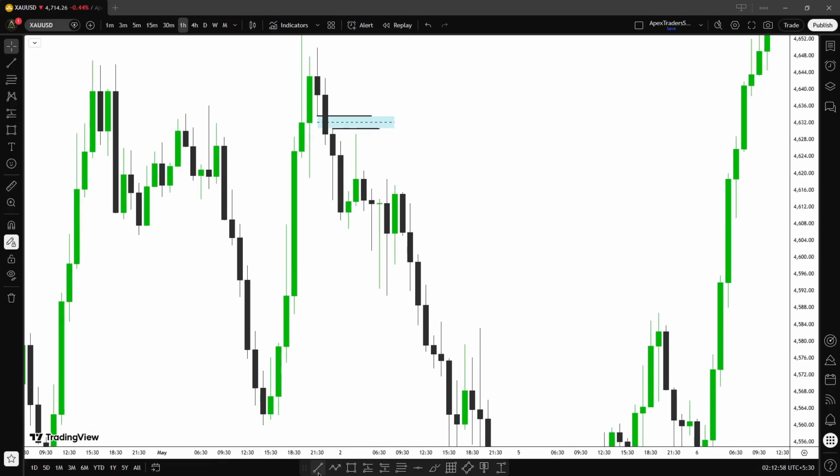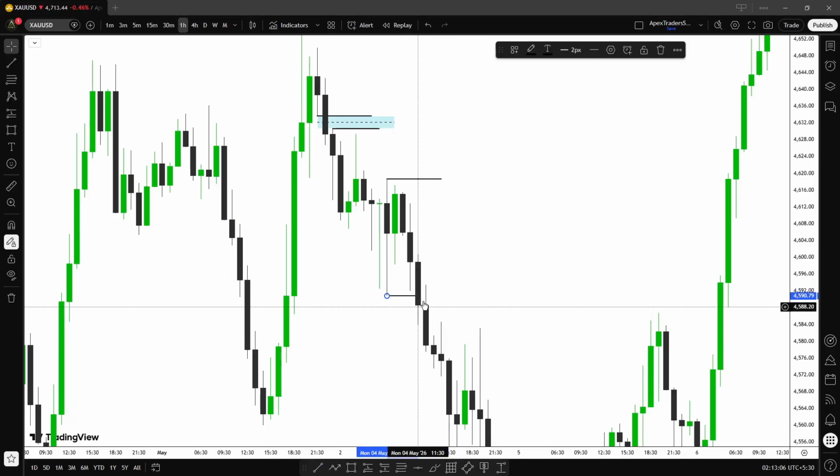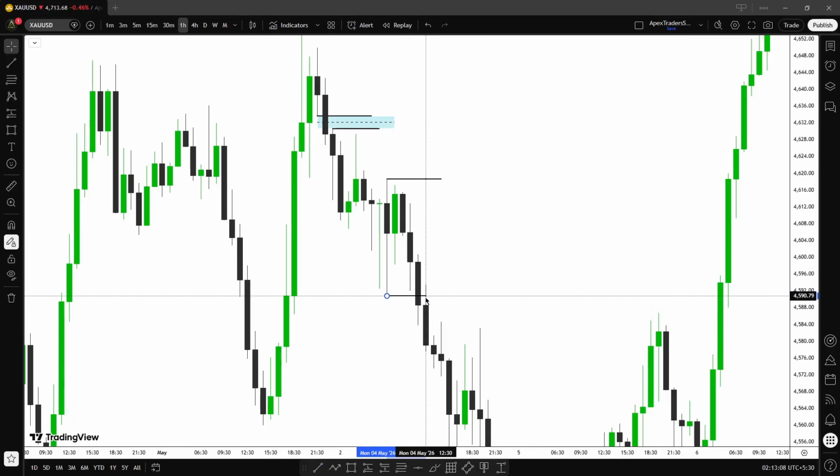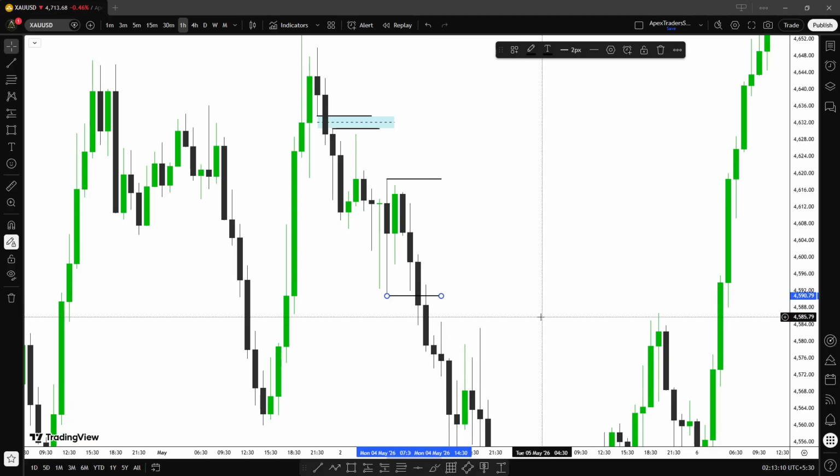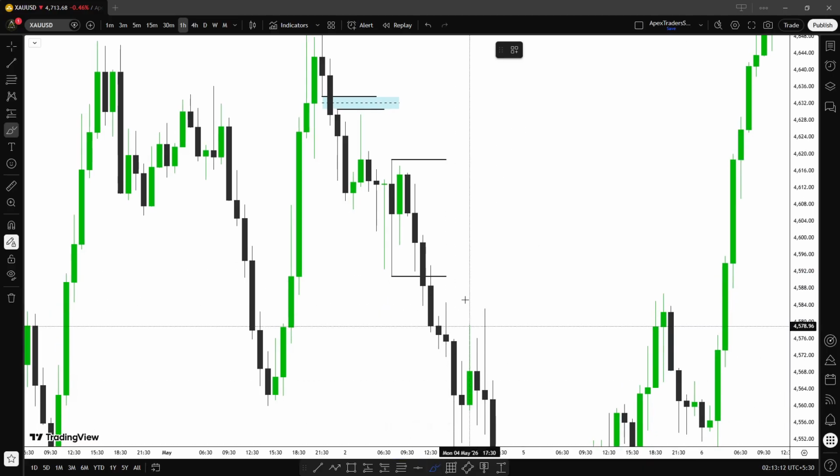Afterwards, if you look here, this black candle will be our last candle. All those are inside bars. So this will be our first candle. The second candle made a body close, and the third candle came back and mitigated it. So the price has rebalanced itself before continuing downside.